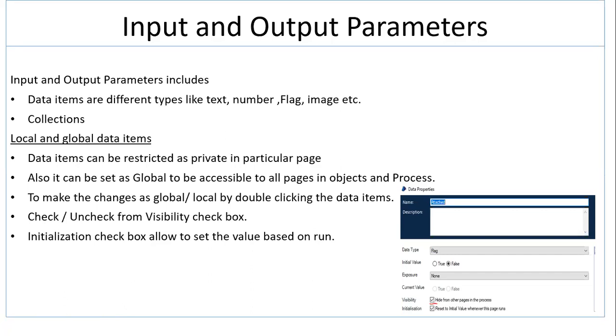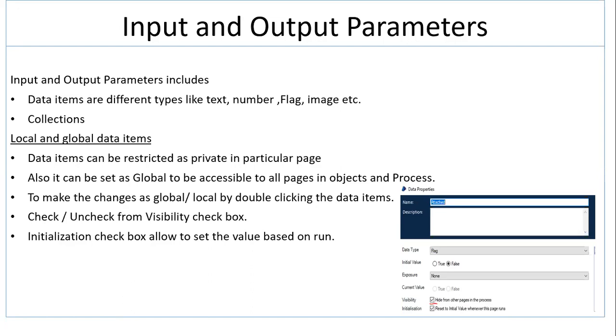Before getting into input and output parameter usage in the Blue Prism screen, we have to speak about one more concept of handling input and output parameters. You have local and global data items. Data items can be restricted as private to a particular page, and they can also be used globally across all pages, both in process and objects. To make them global or local, double click the data item, and you have an option called visibility and initialization at the bottom of the data properties pop-up.